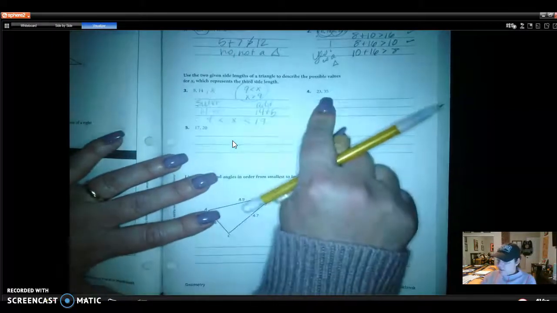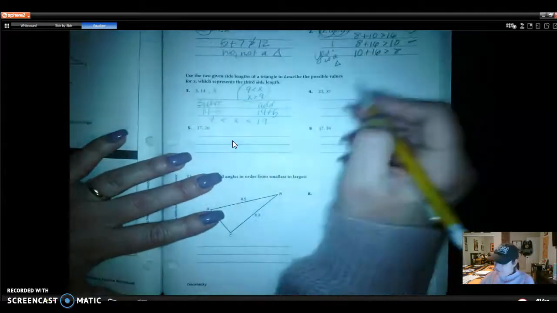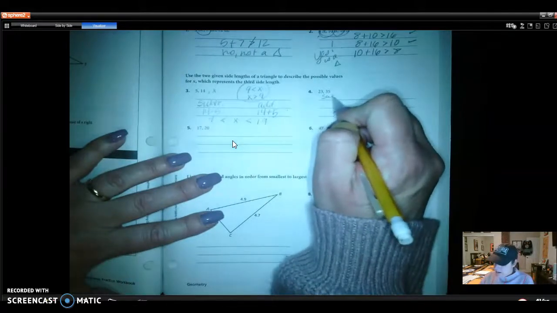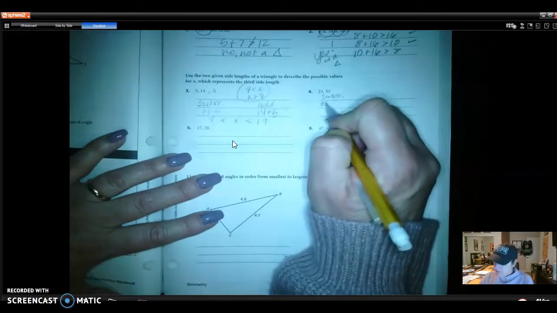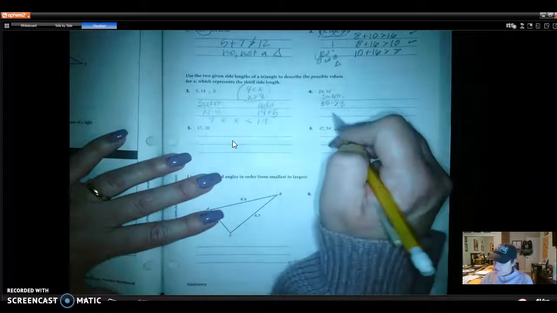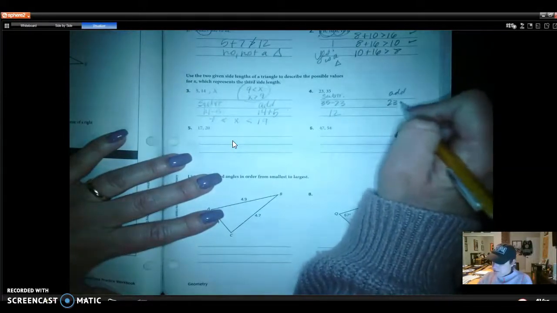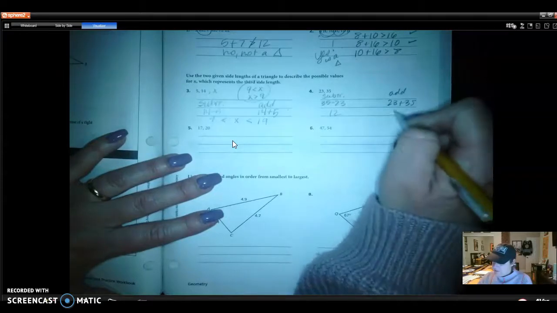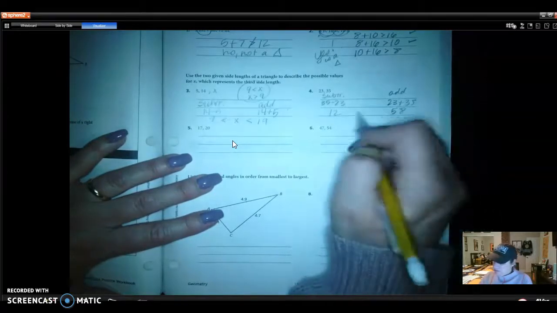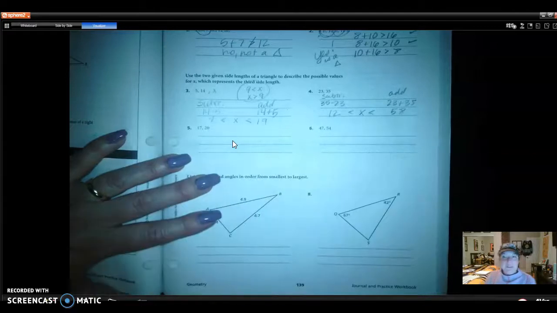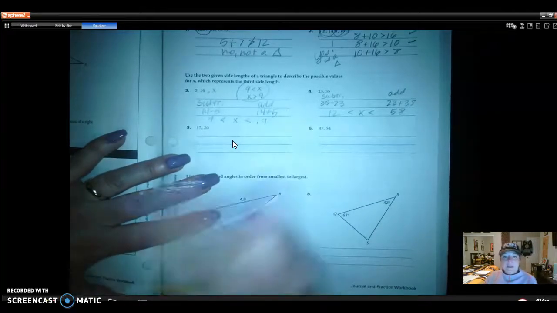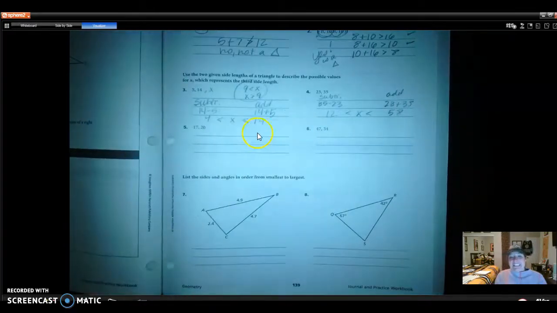All right, let's go do it again. So 23 and 35. Again, I'm going to subtract. 35 minus 23 is going to give me 12. I'm going to add 23 and 35, and that's going to give me 58. And so my third side has to be between the two. Number 5 and number 6 are going to be exactly the same thing.